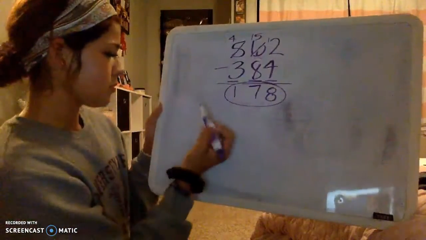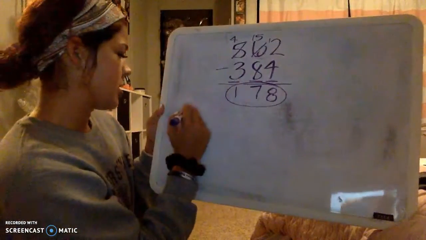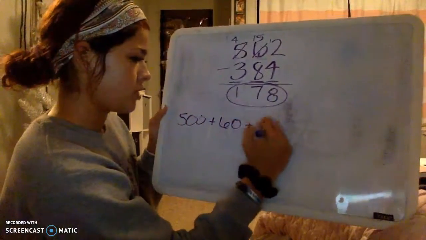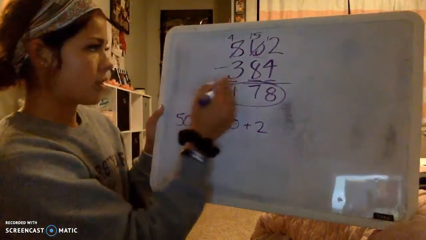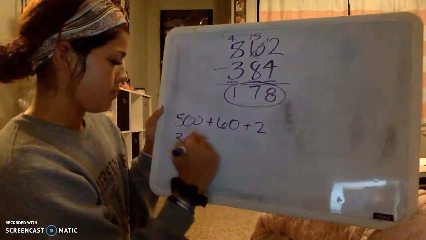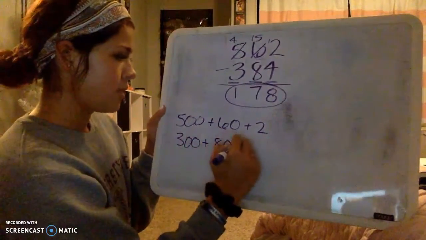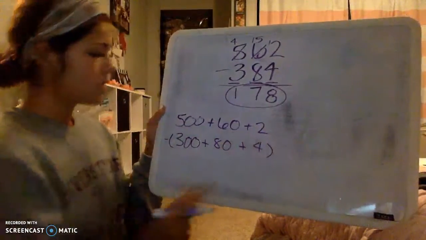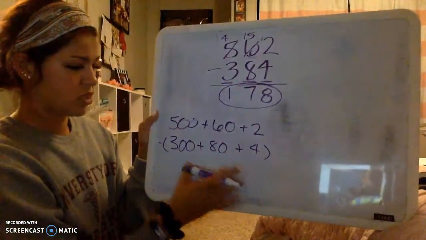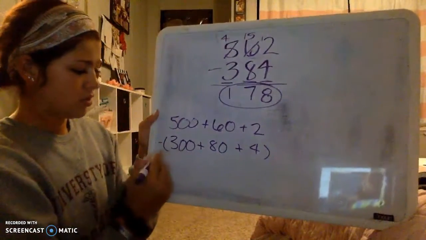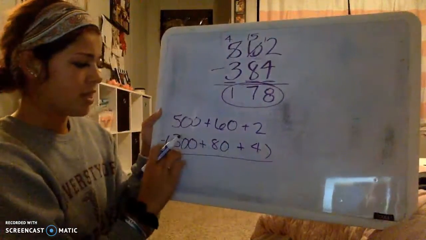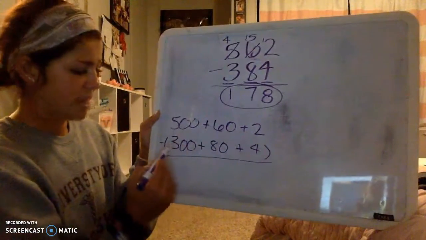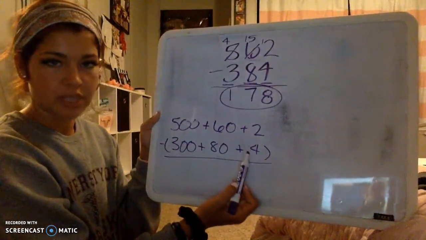So if you were to break down these numbers, it would be 500 plus 60 plus 2. And then if you broke down this number, it would be 300 plus 80 plus 4. And we're taking away this number. The reason I put parentheses is so you know that this is still a subtraction problem, but we're just expanding these numbers. So this is still 562 just expanded, and this is still 384 just expanded.